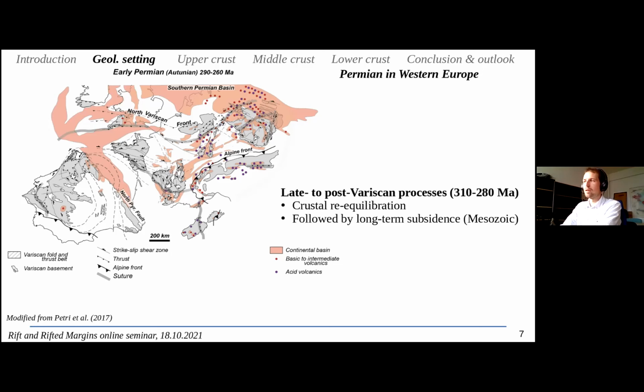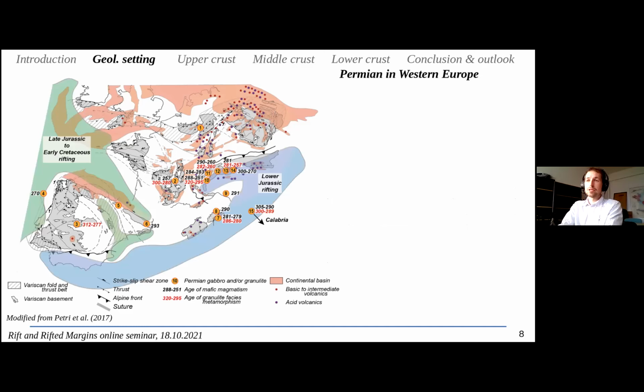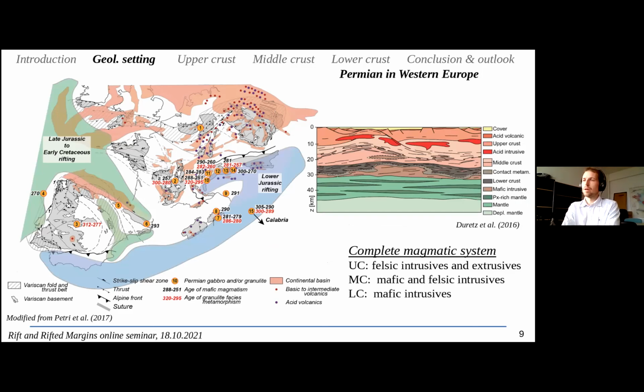And this was followed by long-term subsidence during the Mesozoic. And we had the chance to have the opening of the Alpine Tethys and the Atlantic system, where these rocks at depth were brought to the surface, and where we now have access, in fact, to a whole crustal profile. In fact, we can rapidly draw this type of scheme from the Permian system that is outcropping in several places, where from the base of the crust to the top, we have mostly mafic intrusives at the base.